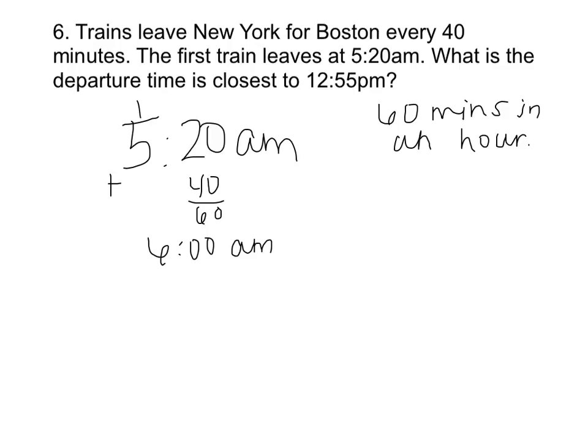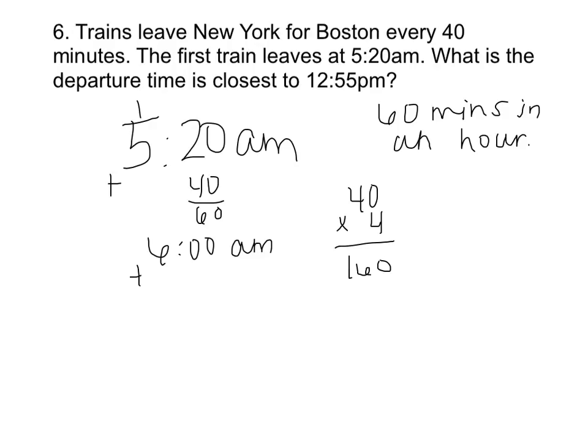Add another. To make this go a little bit faster, I'm going to do multiples of 40. So if I do 40 times 4, I would get 160 minutes. So let's try adding 160 minutes.